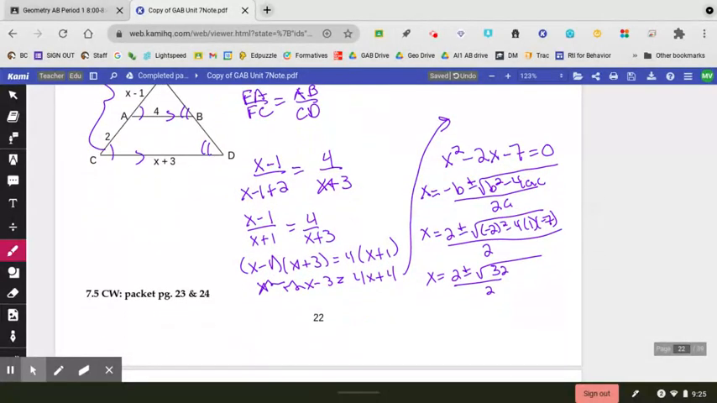32 has a perfect square factor of 16. So that's x equals 2 plus or minus square root of 16, square root of 2, over 2. 2 plus or minus 4 radical 2 over 2. Everything in the numerator can be divided by 2, so it's 1 plus or minus 2 radical 2.